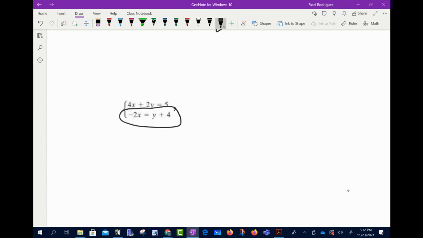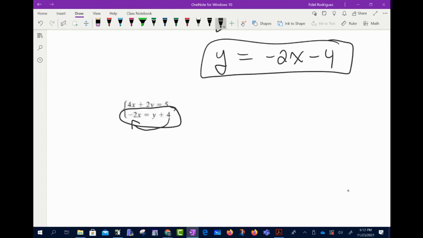If I look at this bottom equation and I decide I want to get the letter y by itself, all I would really have to do is move that 4 over, and we would end up with y equals a negative 2x minus 4. All I did is move the 4 from one side to the other. And so now we have this value of y. So now that we have that, we're going to plug that into the top equation.